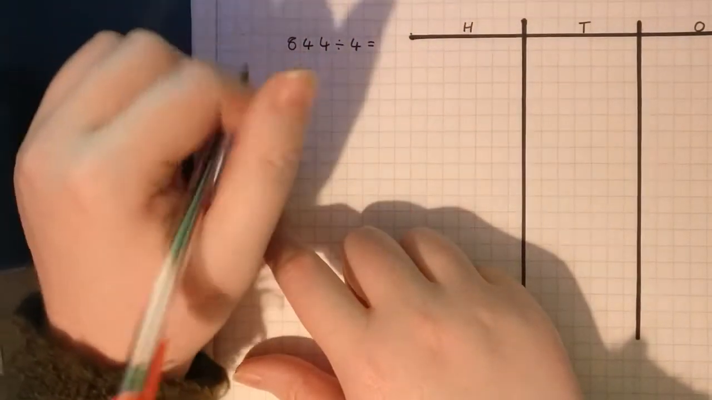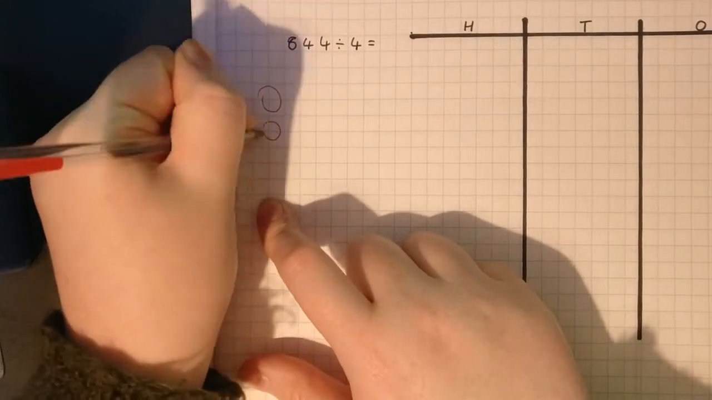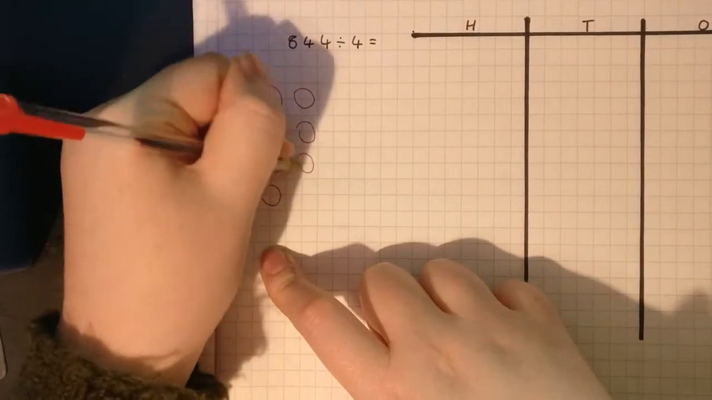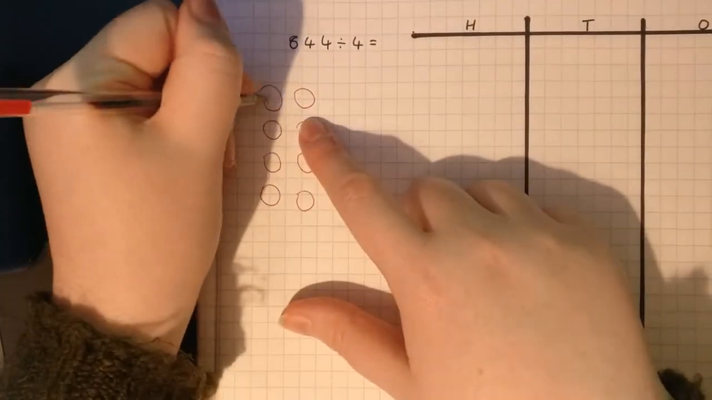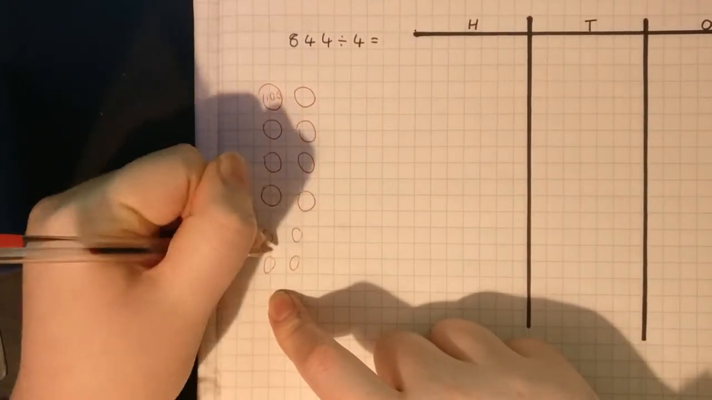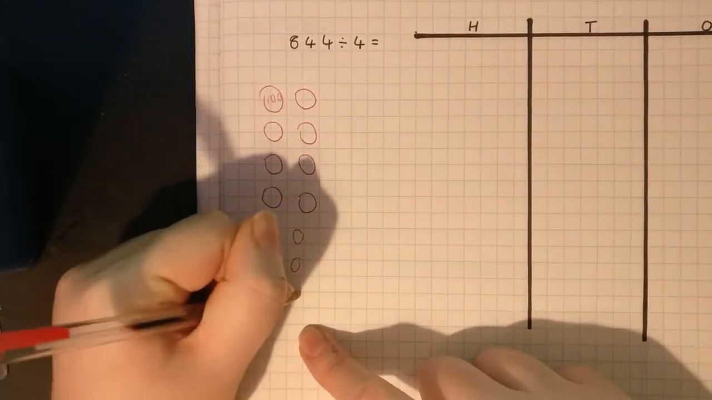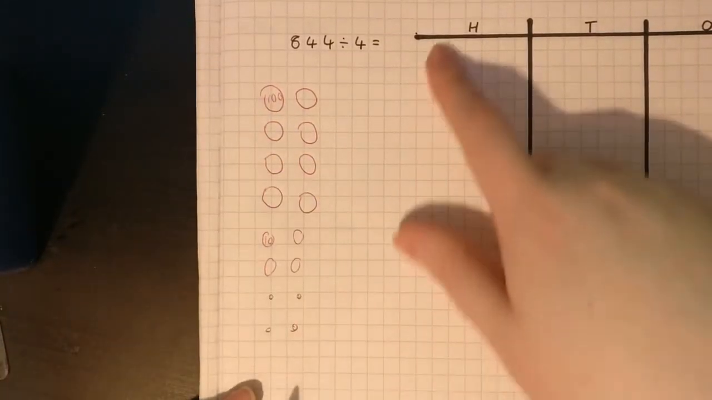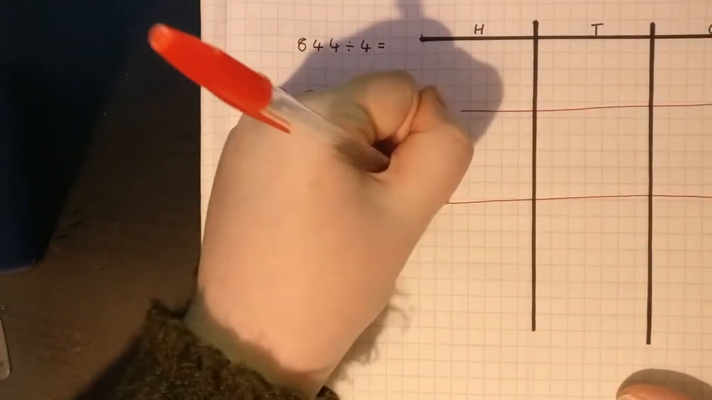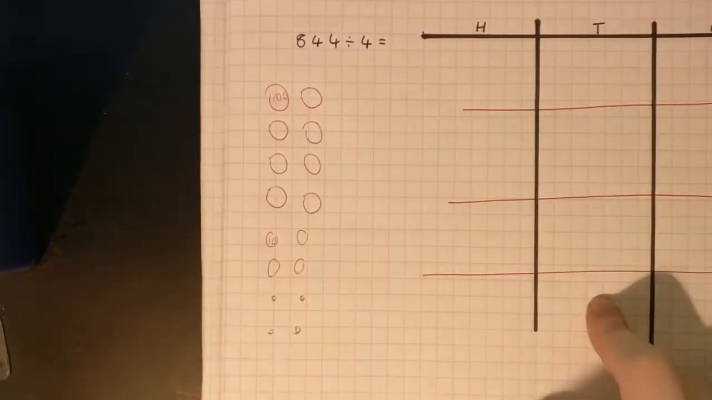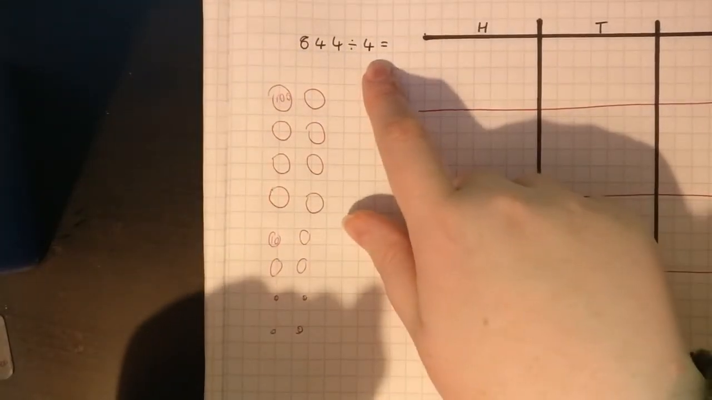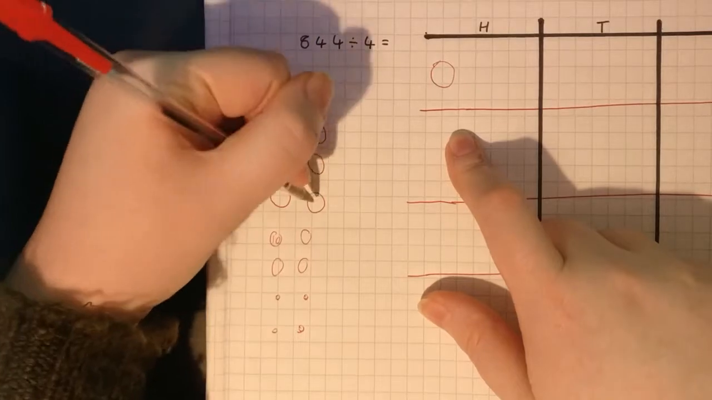So first I'm going to draw the number. We've got 8 hundreds. We've got 4 tens and 4 ones, and we're going to share them equally into 4 groups on our place value grid. So I've got 4 groups because we are dividing by 4. So first let's share out the hundreds.